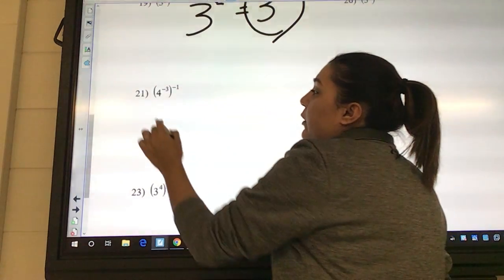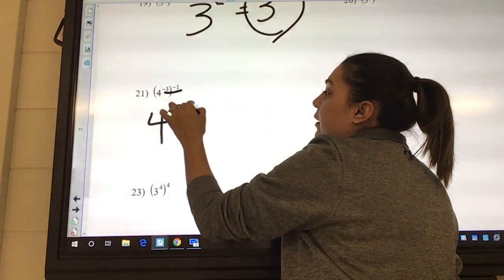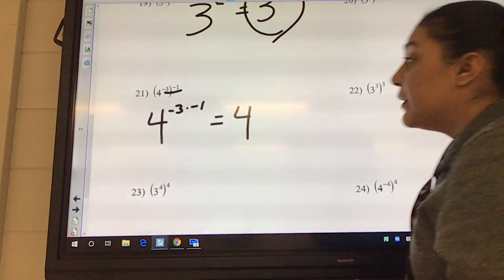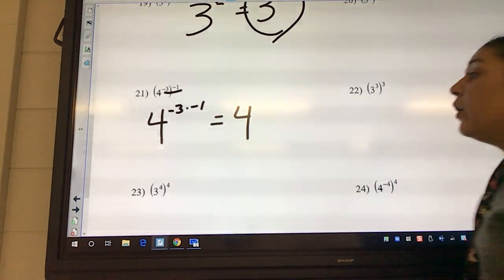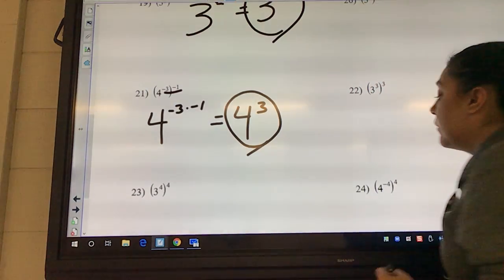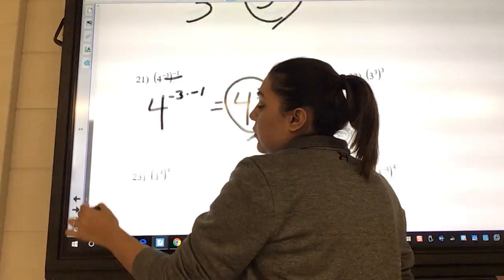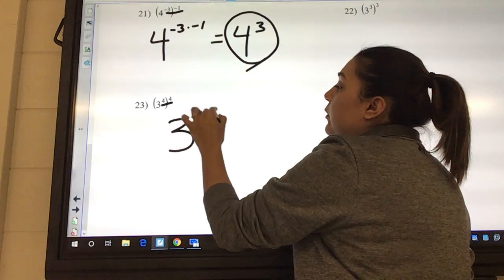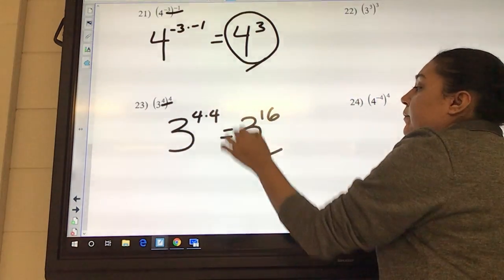Okay, 21, we keep the same big and we multiply the littles. So negative 3 times negative 1. So it's going to be 4 to the, well, negative times a negative is a positive. 3 times 1 is 3. So it's just going to be 4 to the 3. 23, we keep the same big, multiply the littles. So 4 times 4. It'll be 3 to the 16.